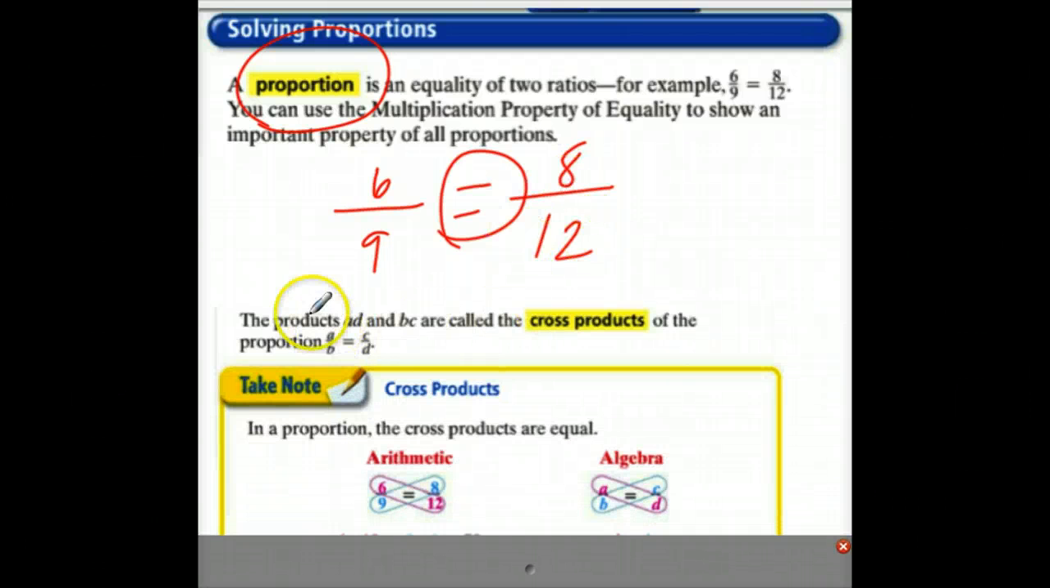We can use the cross products. If this were my proportion, A over B equals C over D, then AD equals CB. The products across from each other we call cross products. In a proportion, the cross products are equal. So if I did 6 times 12, it would equal 8 times 9.